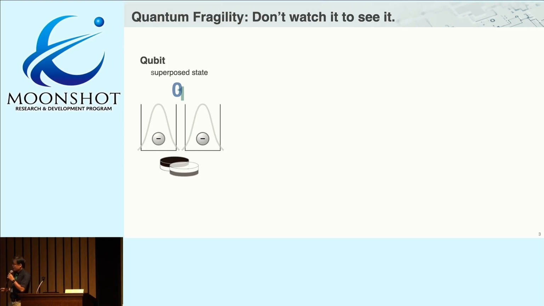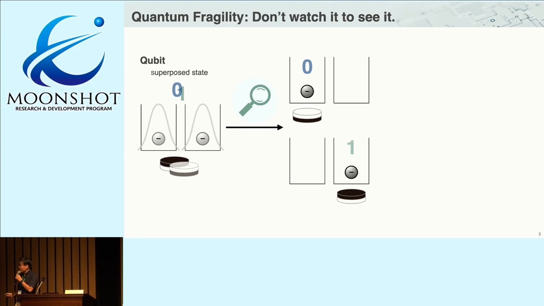Quantum information is encoded into the superposition of the two quantum states, the superposed state of the 0 state and 1 state. This quantum nature of the information is very important for quantum computers to be more powerful than their classical counterpart. But the superposed state is very fragile. If you see whether the state is 0 or 1, the quantum state is easily destroyed and becomes classical information, either 0 or 1 state.